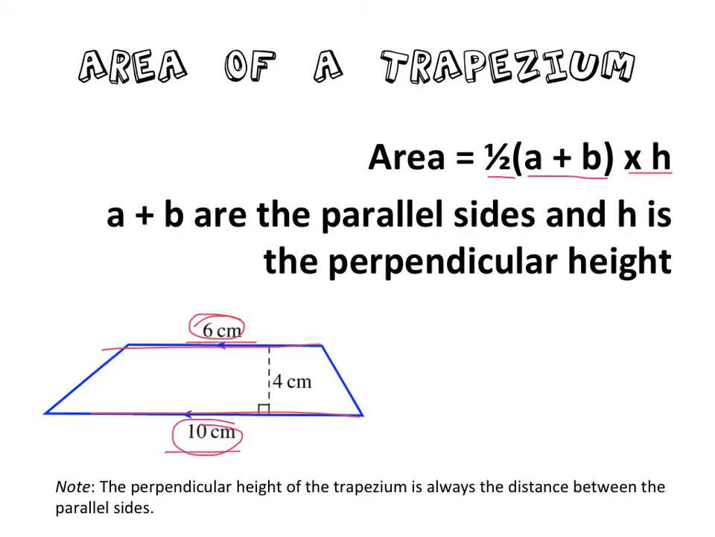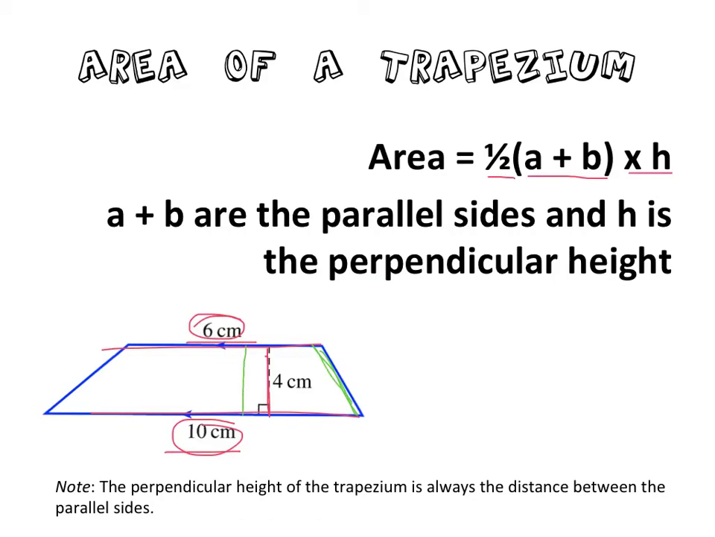And again, the H here is the perpendicular height, okay? It's always the distance between the parallel sides. It's never one of these guys off to the side. Sorry, let me just get a different colour. It's not this height here. It's always that height there. Okay, it's always the perpendicular height.